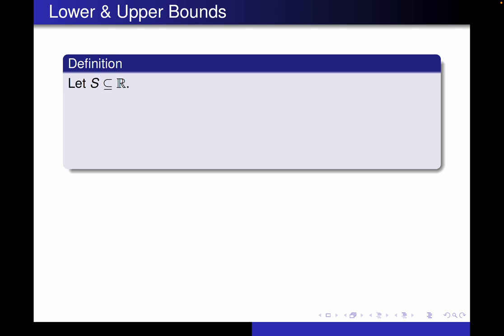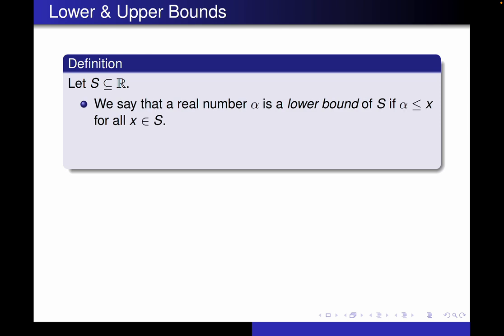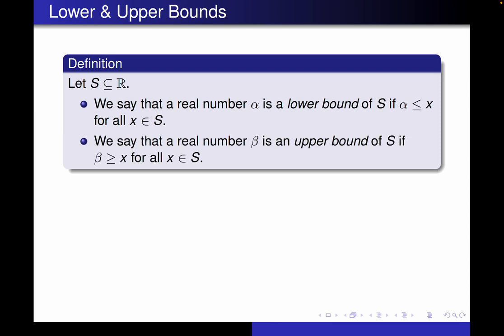So recall from last time that if you have a subset S of the real numbers, we say that a real number alpha is a lower bound if alpha is less than or equal to every number in the set. We say that a real number beta is an upper bound of S if it is greater than or equal to every number in the set.